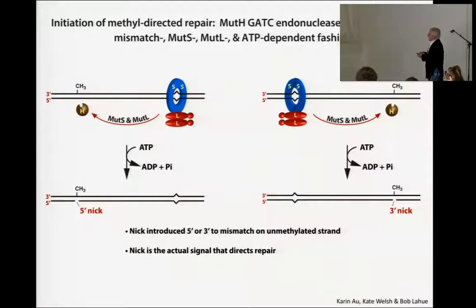So as I said a moment ago, isolated MutH is a nearly dead endonuclease that incises hemimethylated GATC sites on the unmethylated strand. And Karen O and Kate Welsh showed that methyl-directed repair initiates by activation of this MutH nuclease in a manner that depends on mismatch recognition by MutS and assembly of the MutL-MutS heteroduplex complex. Incision by activated MutH is targeted to the unmethylated strand at the hemimethylated site, and it can occur either 5' or 3' to the mismatch, consistent with a bidirectional excision mechanism that I mentioned a moment ago.